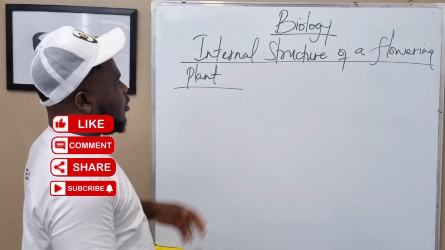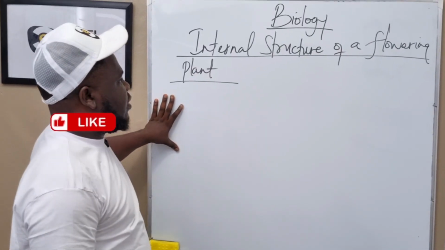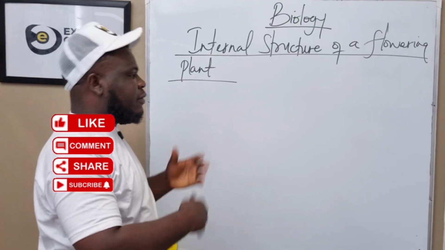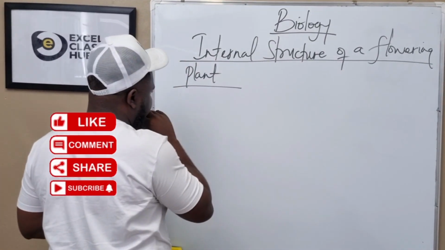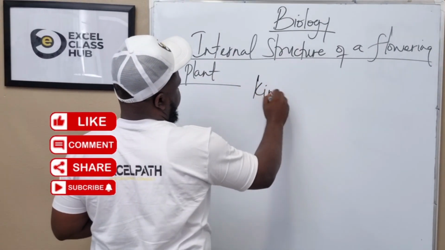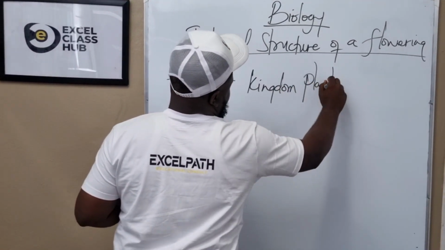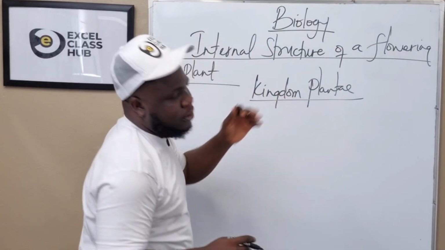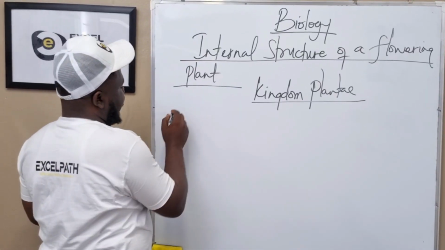First of all, before we go into the details of this topic, it is very, very important that we understand some things. Now, first of all, what is a flowering plant? Recall that the plant kingdom, usually called the kingdom Plantae, is basically divided into three.